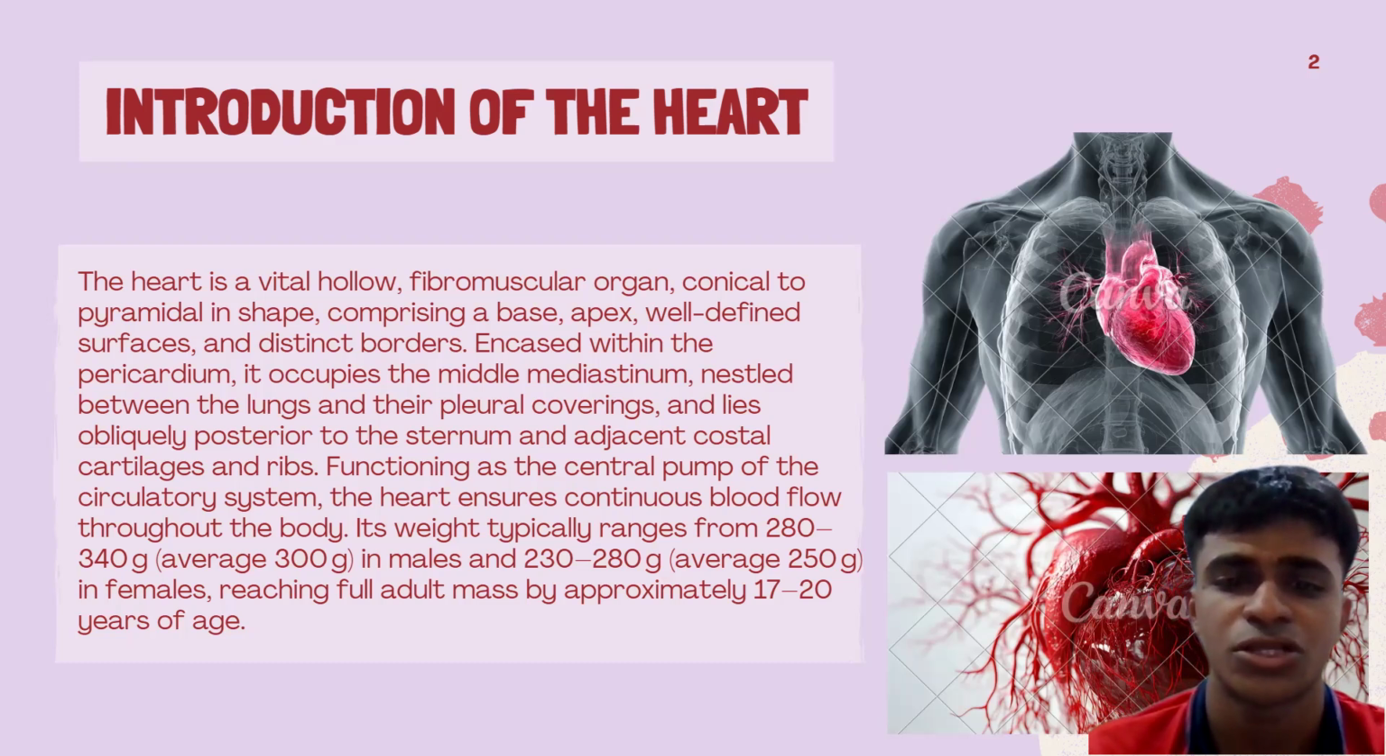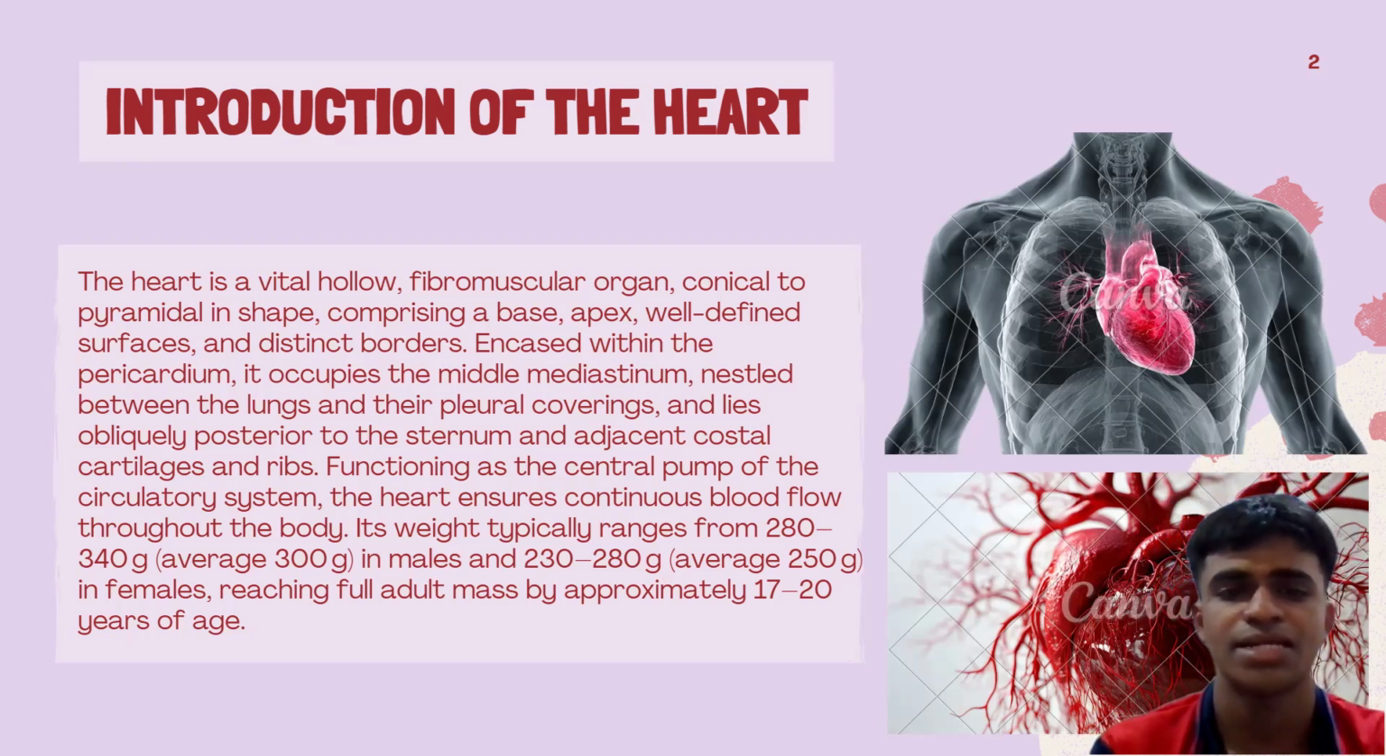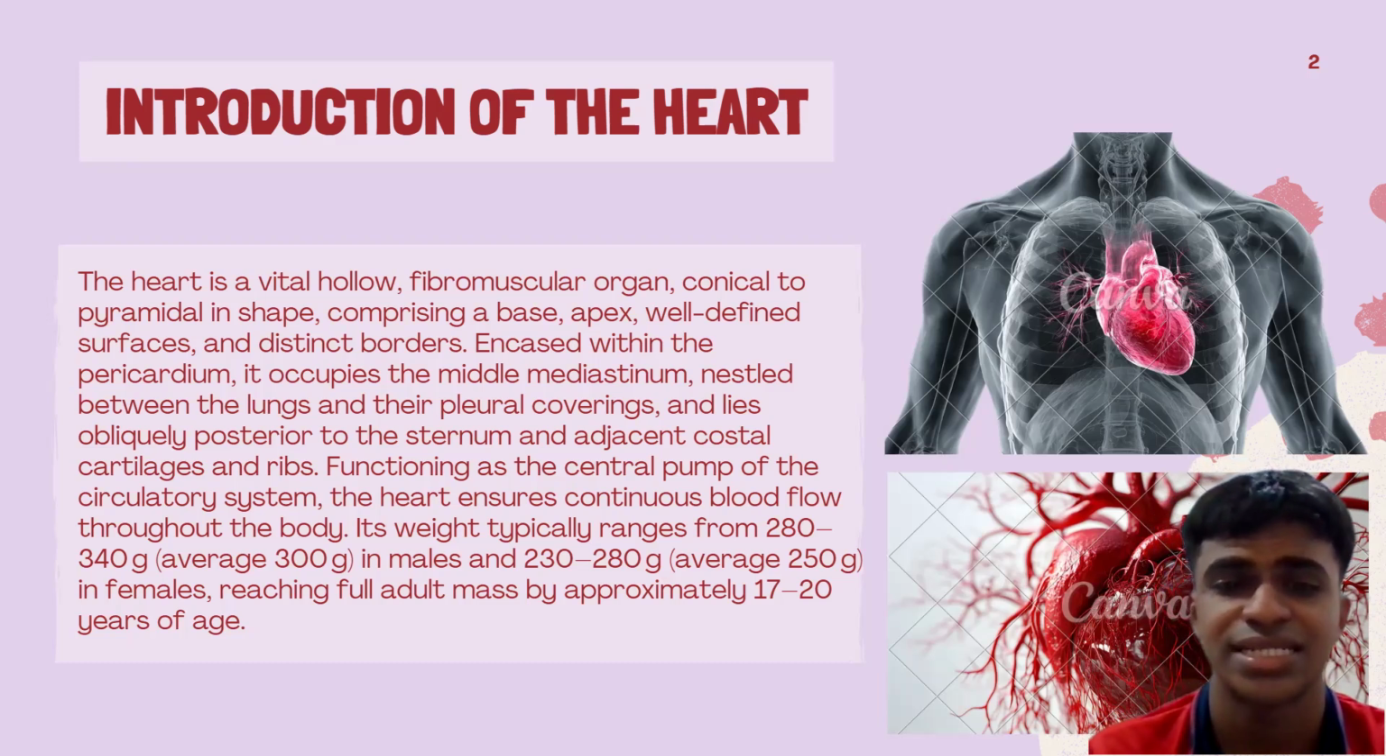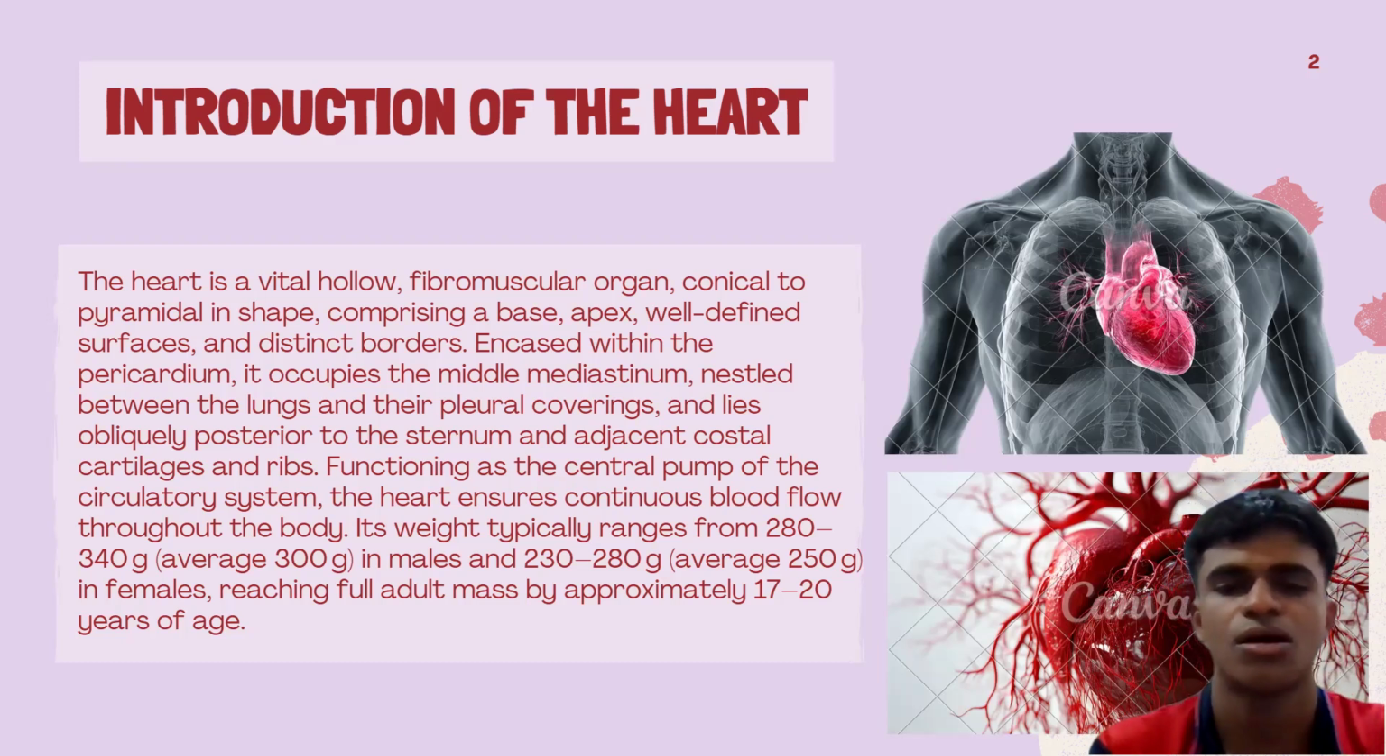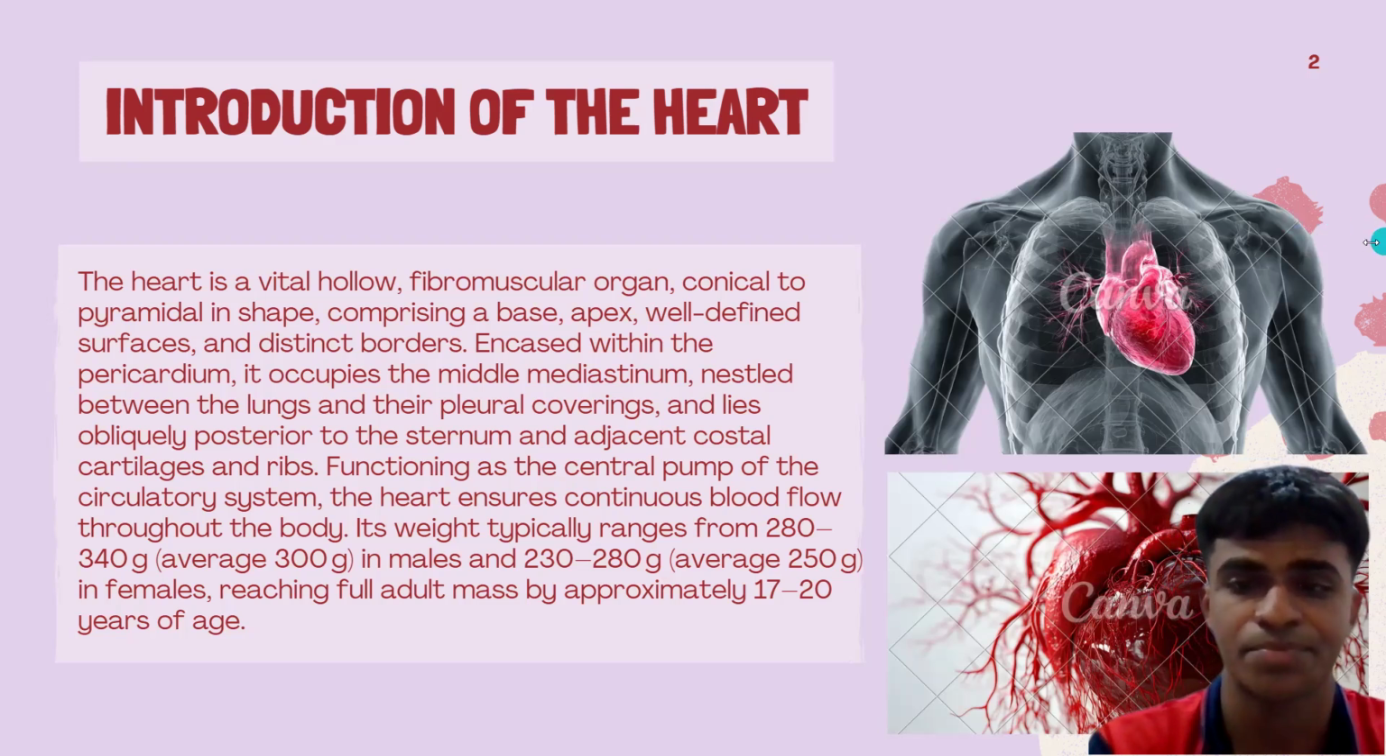The heart's continuous pumping ensures blood reaches all organs and tissue, delivering oxygen and nutrients while removing waste products. In adults, the average weight of the heart is about 300 grams in males and 250 grams in females. The heart reaches its full size around 17 to 20 years of age, and it beats roughly 100,000 times every day throughout a lifetime.